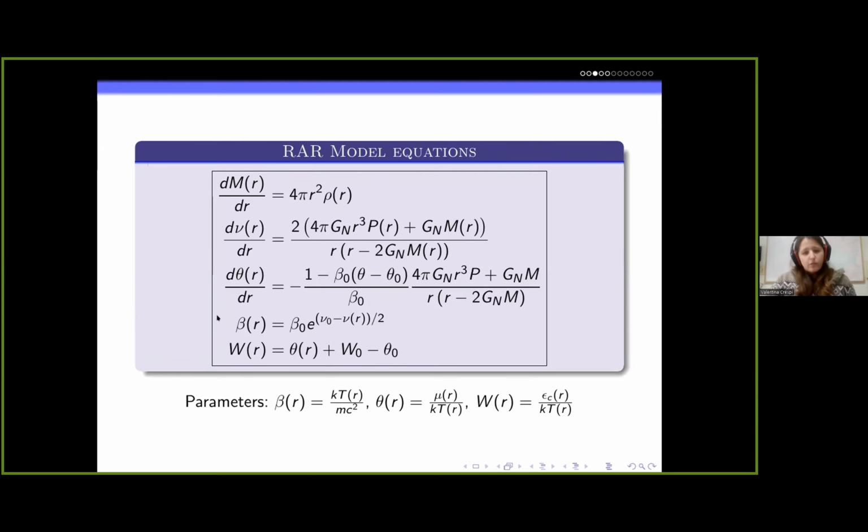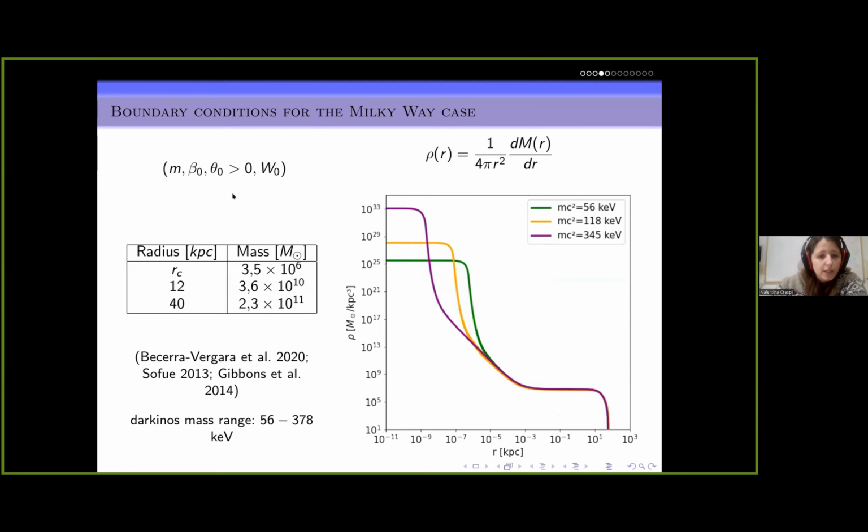So one can solve this numerically with appropriate boundary conditions. One has to set a value for the fermion mass and give initial values for the parameters at the beginning of the configuration. As we search for the most general solution, we allow the degeneracy parameter to be positive. One finds that at the center of this configuration, in the core, the values of the degeneracy parameter are very positive. So the core is in a very degenerate quantum regime.